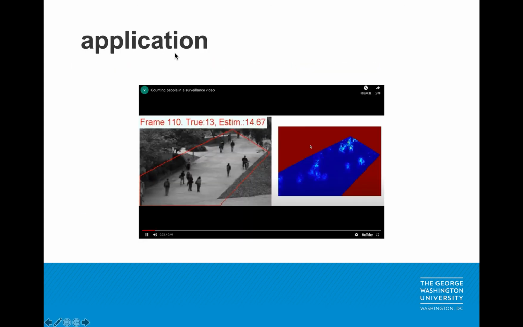Okay, this is an application of my experiment. We can count how many people are on the street.